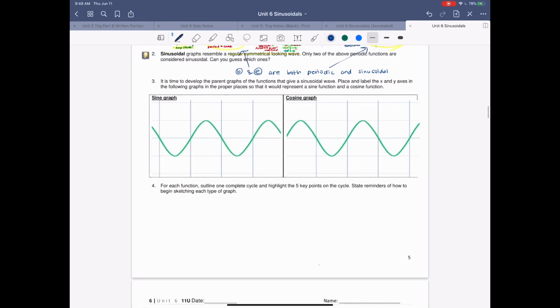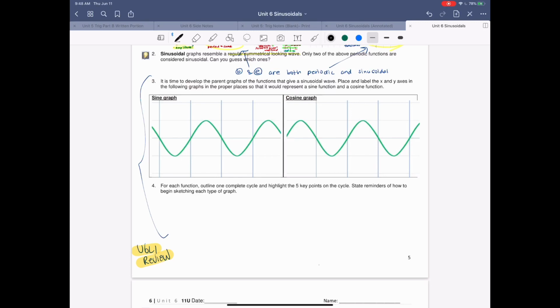Question 3 and 4, this is basically a review of what I already talked about in Unit 6, Lesson 1 review. We'll go through it quickly. Please refer to the Unit 6, Lesson 1, Part 1 video if you want to look at it in more detail. Number 3, it is time to develop the parent graphs of the functions that give a sinusoidal wave.